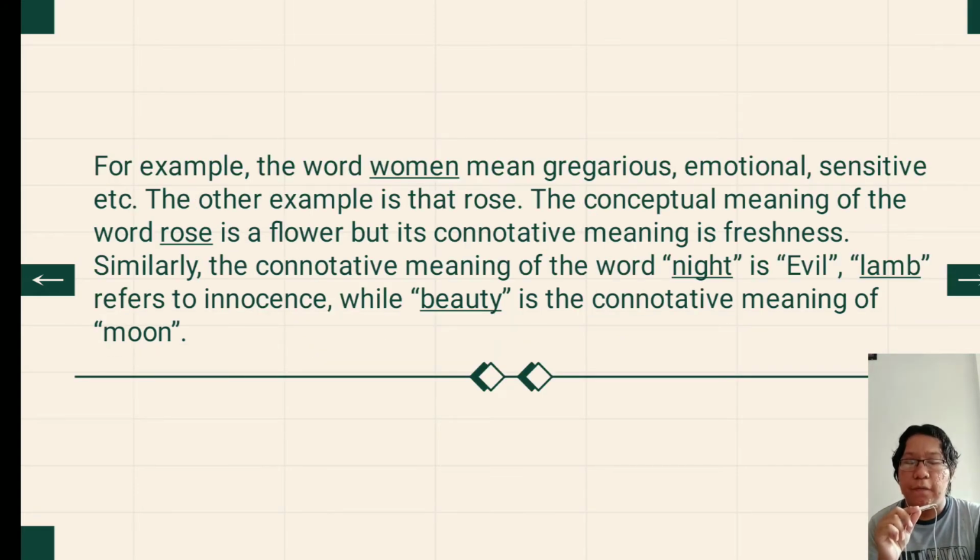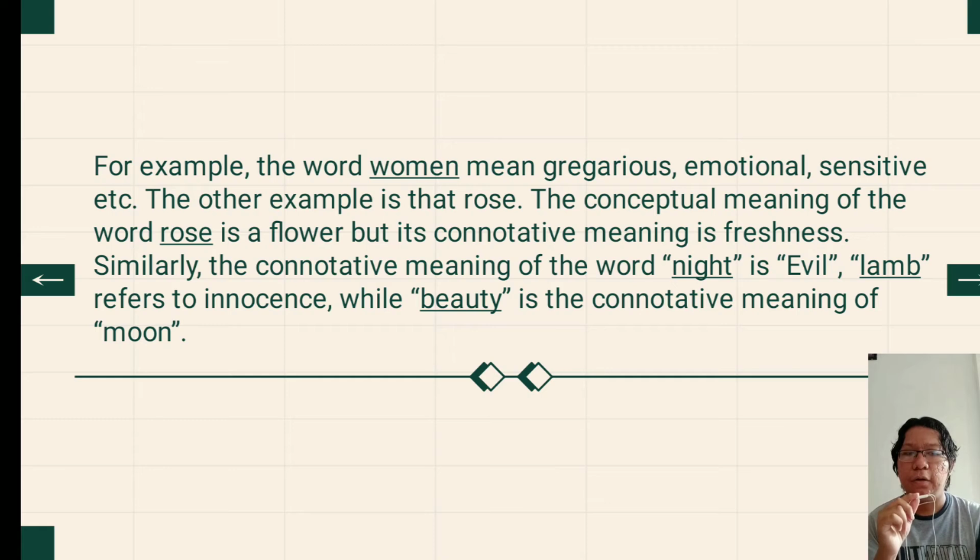The example of connotative meaning. The word woman means gregarious, emotional, sensitive, etc. The other example is rose. The conceptual meaning of the word rose is a flower, but its connotative meaning is freshness.